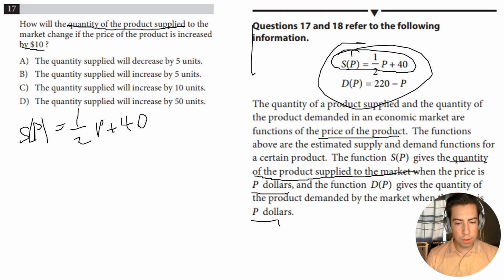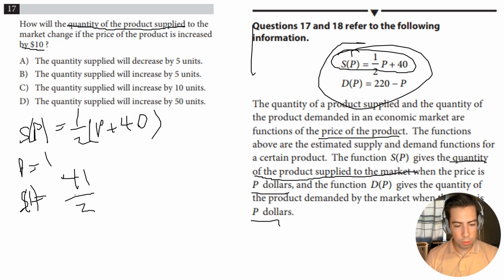Okay, so now guys, let's just go ahead and choose a price. So I'm going to say P equals 1, okay? We can choose any value here because we want to get a change. So if P equals 1, then I'm going to have S equals 41 divided by 2, okay? So that's going to be S of 1, right, when the price is 1.